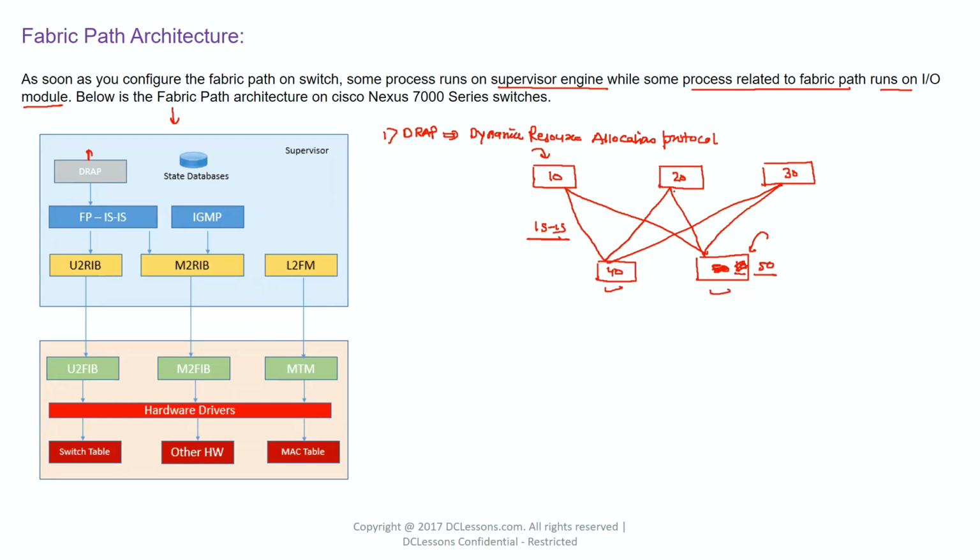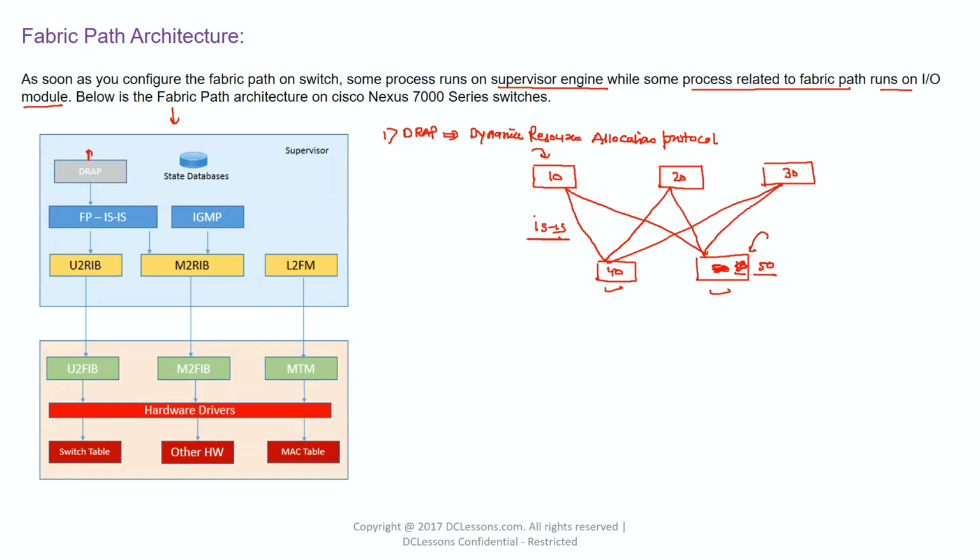What is the path to reach 20? What is the path to reach 30? From each switch, a routing table will be created to reach each and every switch. I may not say a shortest path, all possible paths that are available from switch 10 to switch 40, 20, 50, 30, or from switch 20 to 10, 40, 50, and 30.